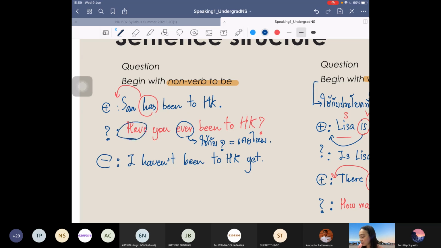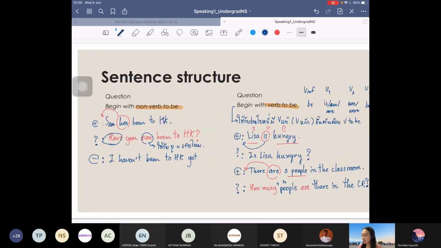We use have instead of the verb to be, right? In the sentence on the right-hand side, we use is, we use are before the subject. But if we use a sentence that begins with a non-verb to be, we have to use have, has, or will, depending on what type of tenses you use, before the subject.